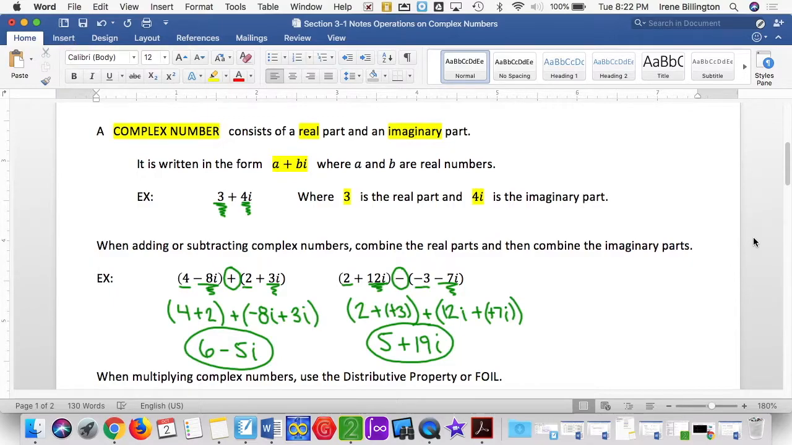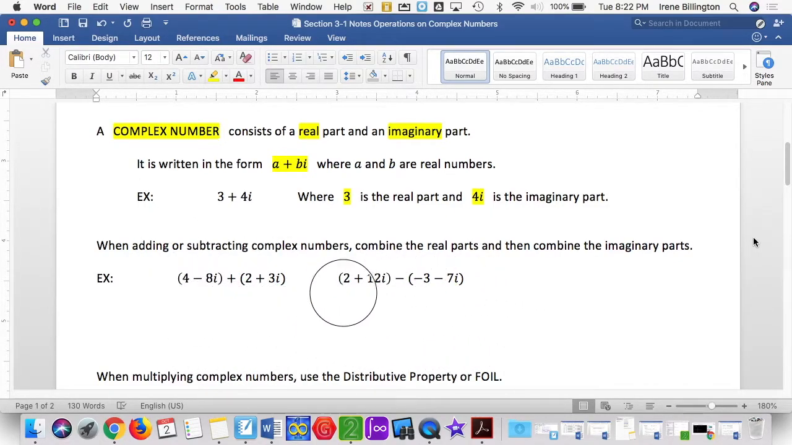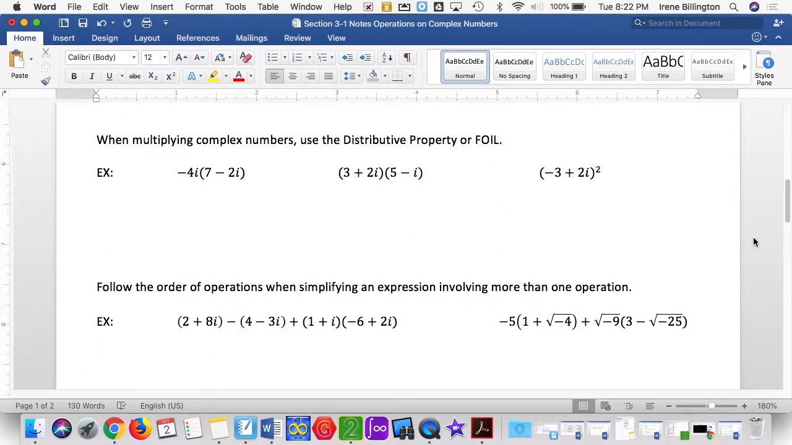Now, not only can we add and subtract complex numbers, but we are able to multiply complex numbers. Now, there are two different ways that we can look at this. We are going to look at problems which require we distribute, and we will look at problems that require that we FOIL. We're going to talk about that in a second. So, to distribute, the type of problem that you're looking at is when you have a single term, such as negative 4i, being multiplied by multiple terms, such as 7 minus 2i. So we need to distribute negative 4i to 7 and negative 2i.